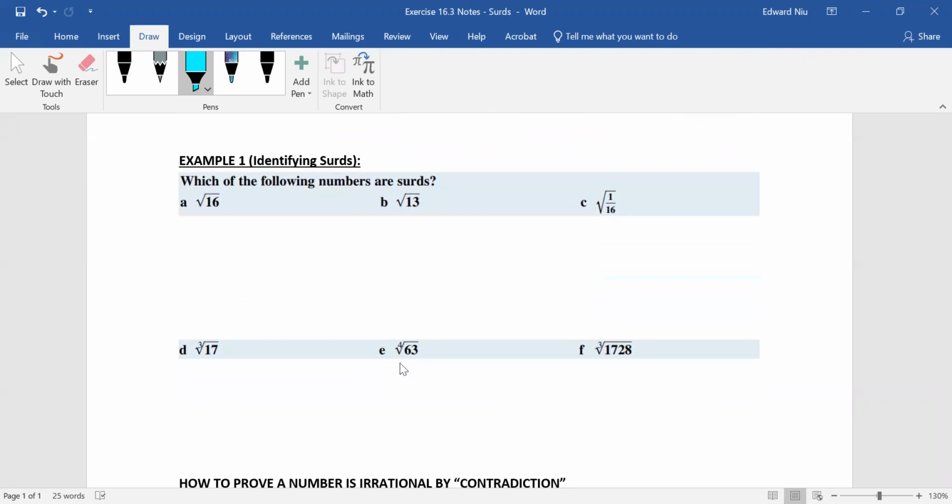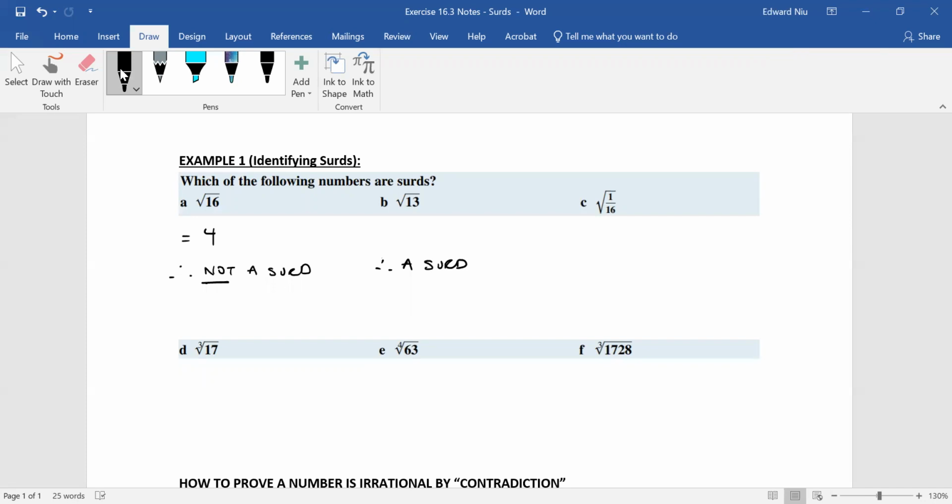We know square root 16 is equal to 4. Therefore it is rational and not a surd. Square root 13 gives us an irrational number, which is like 3.60555, etc. So therefore, a surd.